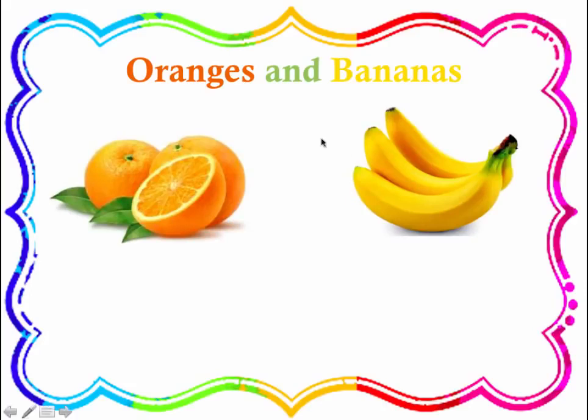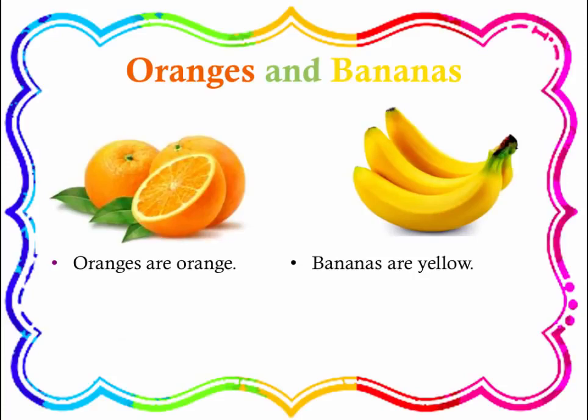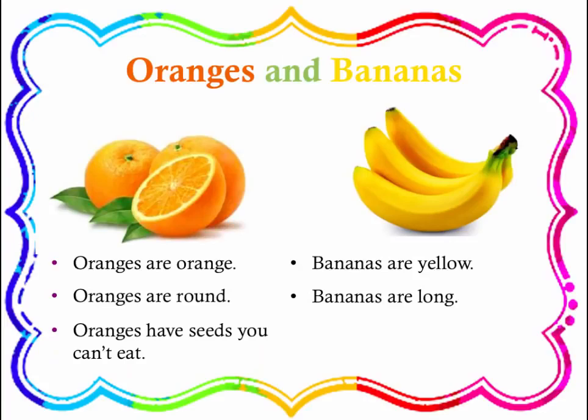Okay, let's see what you came up with. I came up with oranges are orange and bananas are yellow. I also came up with oranges are round and bananas are long. Those are different. They're definitely not the same shape. Oranges have seeds you can't eat, and bananas have seeds you can eat. That's the little black specks inside of the bananas. Those are the seeds, but you can eat them.